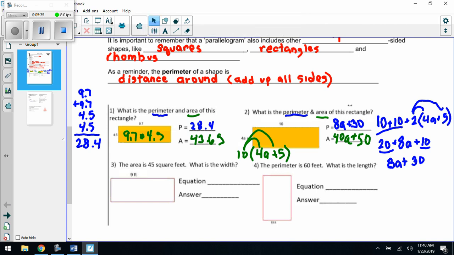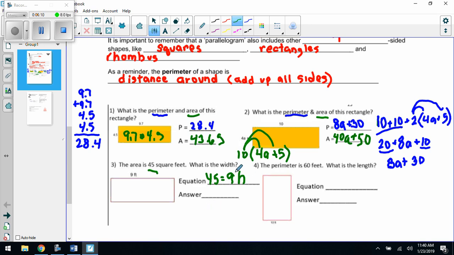Let's read the question. The area is 45 square feet. So they're telling us that the area is 45. So we can start off by writing an equation. Instead of using A for area, we're going to start off by writing 45 because 45 is the area. We remember from the formula, it is length times width or base times height. So our base is 9, but we don't know the height. So we're going to give it an H.